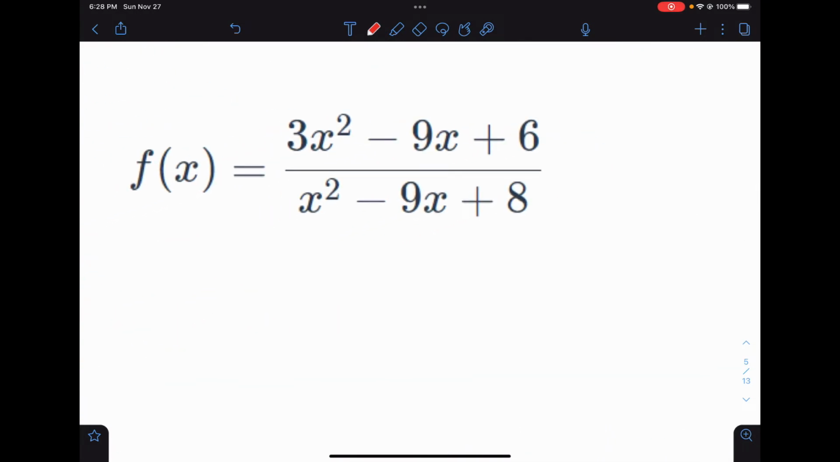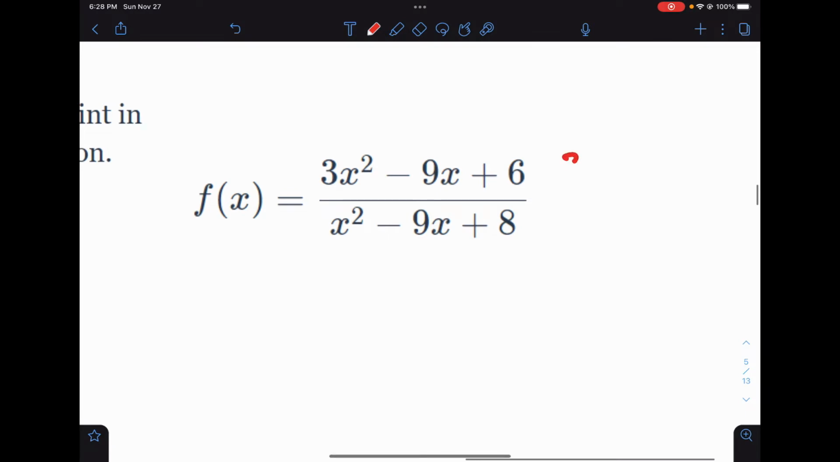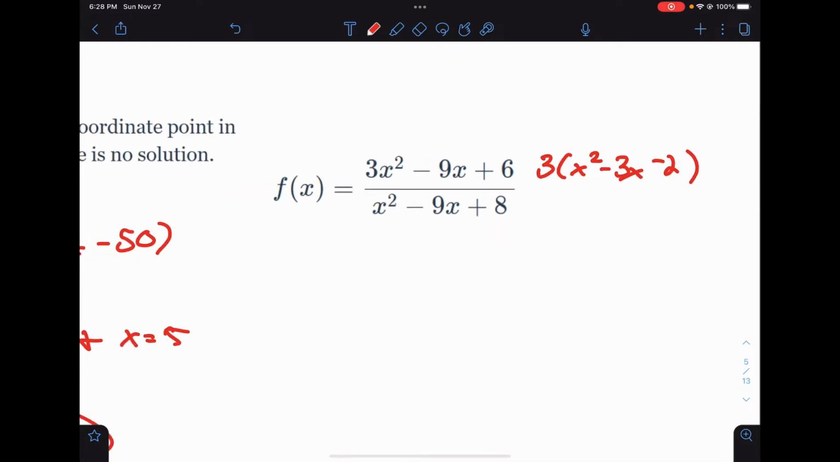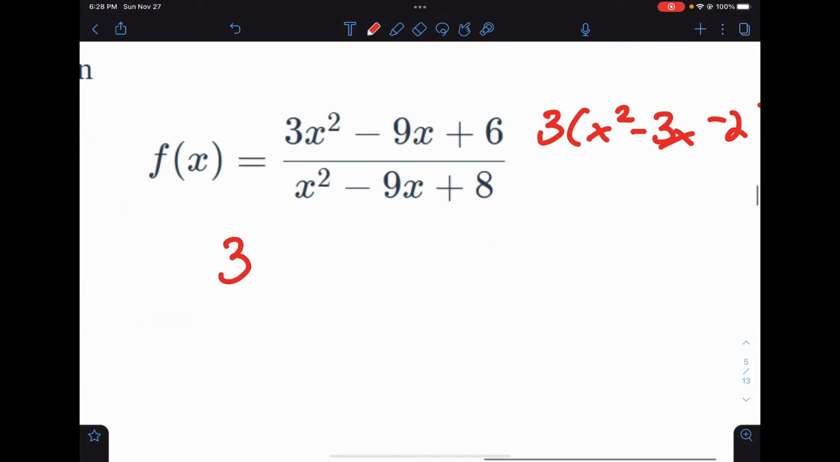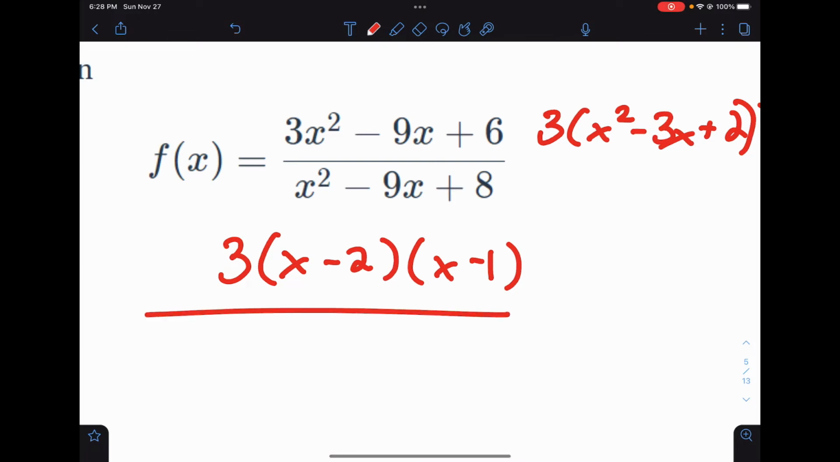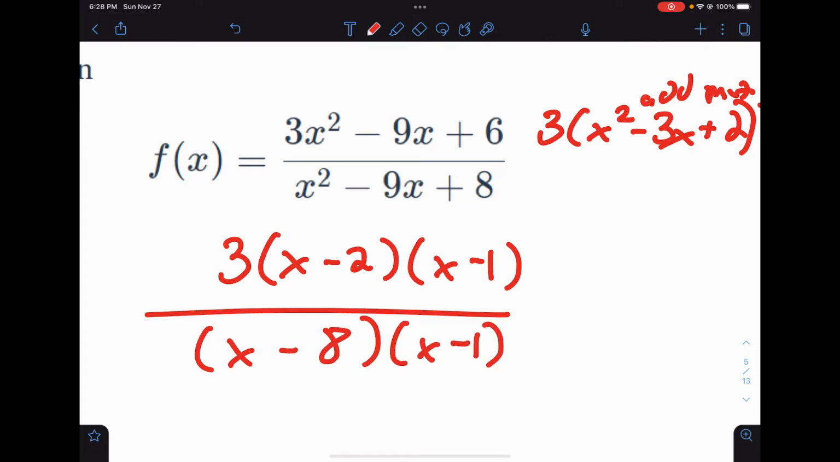So again, we got to make sure that we factor everything. So let's take a 3 out of here. We get x squared minus 3x plus 2. So our numerator is going to be, oh, it should be a plus 2. I'm looking like this isn't going to factor. My bad. All right, so this is going to be x minus 2, x minus 1. Those multiply to 2, add to negative 3. Then we got to factor this guy. We're going to get x minus 8, x minus 1.